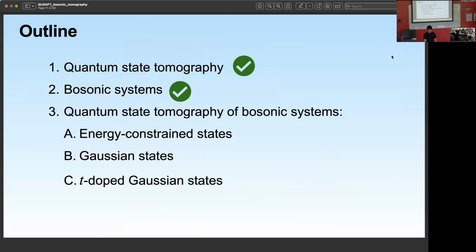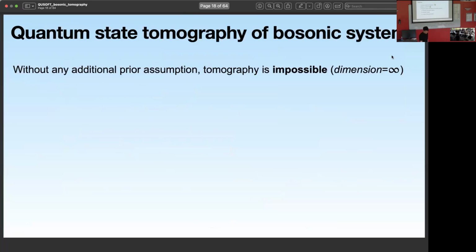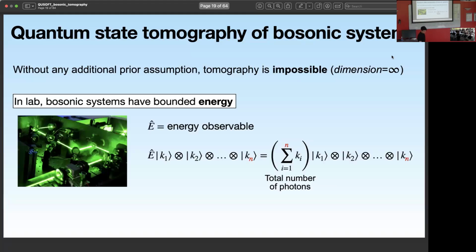Now let's go to the topic of quantum state tomography of bosonic systems. A first observation is that without any additional prior assumption, tomography is impossible, since the dimension of the Hilbert space is infinite. However, in the lab, you surely have prior information. For example, when you turn on your laser, the energy of the radiation is for sure less than the energy of the sun. So in the lab, bosonic systems have bounded energy.